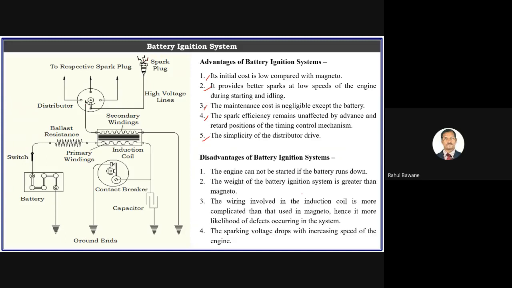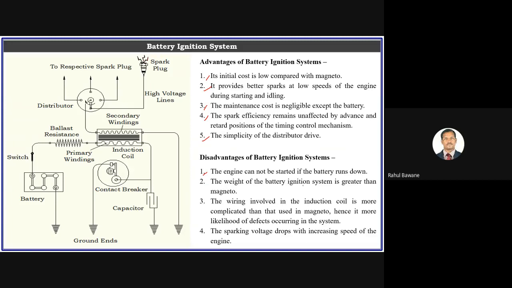Next, it has some limitations or drawbacks. First is the engine cannot be started if the battery is run down. So this is the biggest limitation or drawback. If your battery has run out, that means it is discharged, so your vehicle cannot be started.